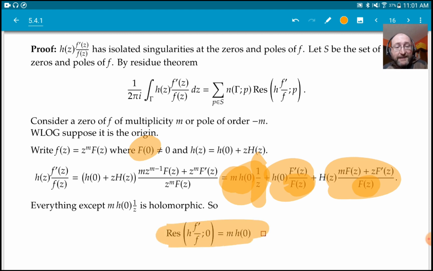So we've computed the residue, and that's exactly what I said it's supposed to be. It's supposed to be that m times h evaluated at the point, which we're assuming is the origin. So h at 0.